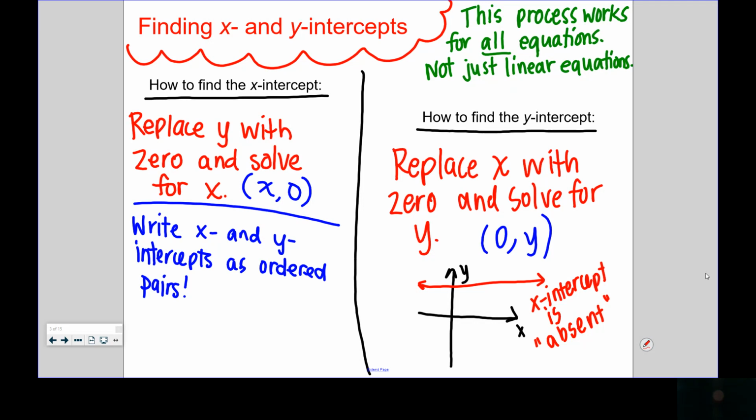They can't both be absent. If they're both absent, there's no line. So one of them has to be there. We're going to talk about special lines and how to spot them, that kind of thing, in just a minute. But first, we're going to do an example of finding the x and y intercept. And then after we do that first example, I'm going to pull one up on the homework and show you how to graph on the homework. And then we'll talk about special lines.